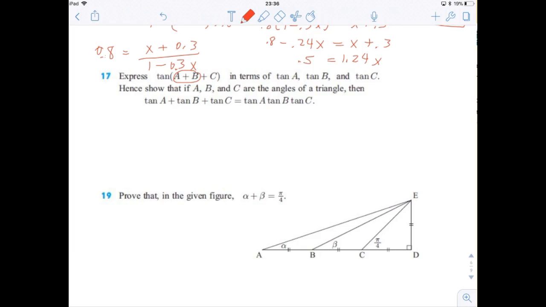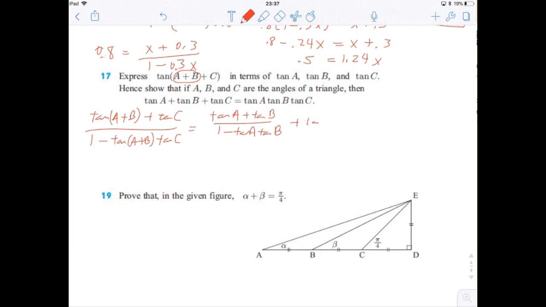So I'm going to have tangent of A plus B plus tangent of C, and I'm going to divide that by 1 minus tangent of A plus B times the tangent of C. And then I'm going to substitute in for tangent of A plus B the identity again. So I'm going to have the tangent of A plus the tangent of B divided by 1 minus the tangent of A times the tangent of B, plus the tangent of C.